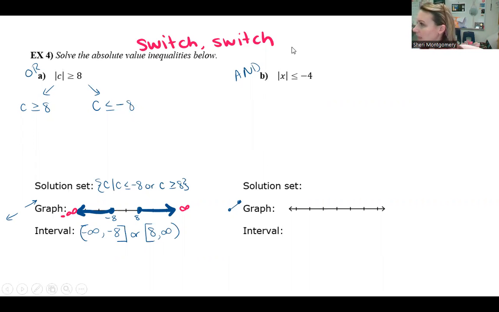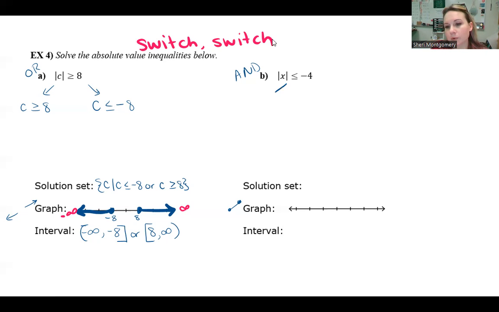The and statements. Okay, so the next one we're going to do is an and statement. It is the absolute value of x is less than or equal to -4. These are a little bit different than the front side, because on the front side we would have stopped because you couldn't solve it. For this one, we're going to go ahead and solve it. But when you split this one, it is a little different. Yes, we're going to split it, but it's different than what you think.